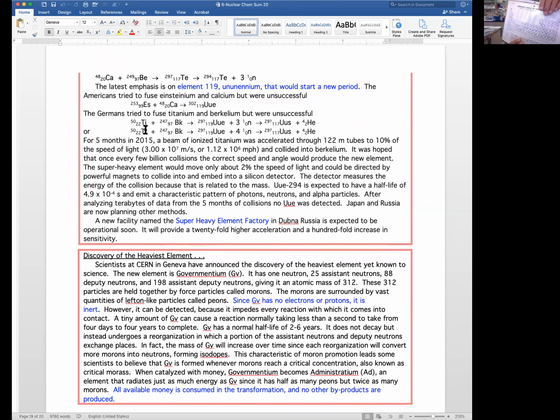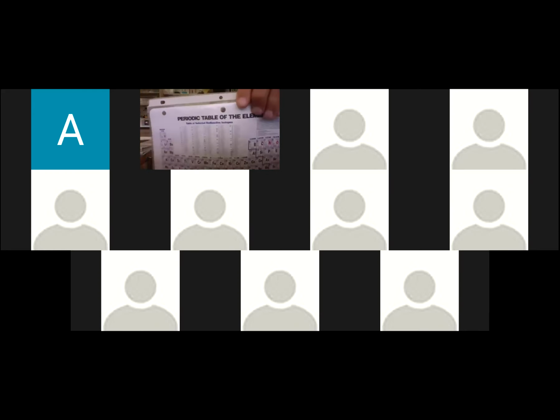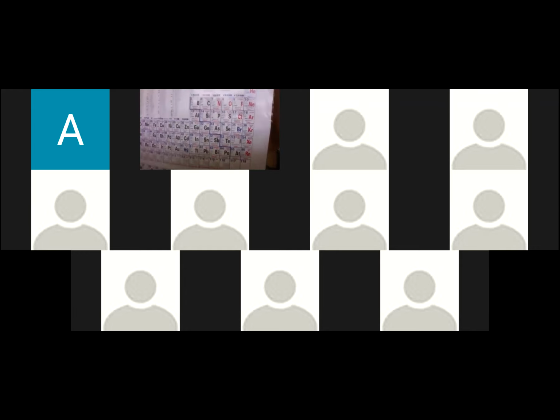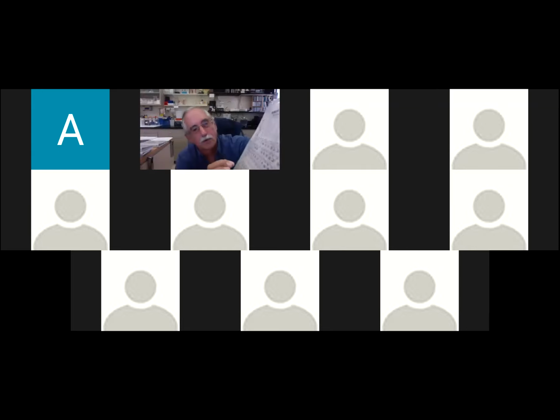So if you look at the periodic table, which I can't really see because I'll stop sharing. So here's 118, right? They've synthesized that. What they're trying to do is get 119, which would be a new period on the periodic table. So that's why I'm talking about this.